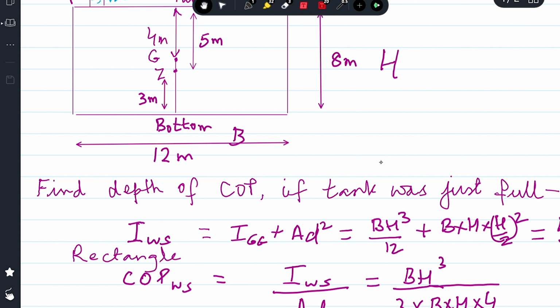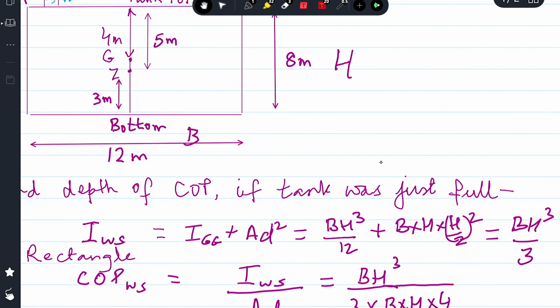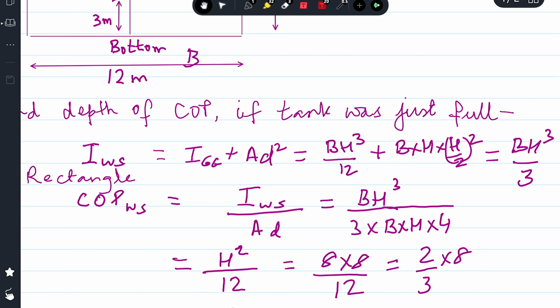In our case, we are assuming the tank is just full, so the liquid level is at tank top. What will be the moment of inertia for a rectangular shape about the centroid, the geometric center? That's LB cube upon 12. In this case, L is the breadth and B is the height, the depth. So it's BH cube upon 12. This is the moment of inertia about the axis passing through the centroid.